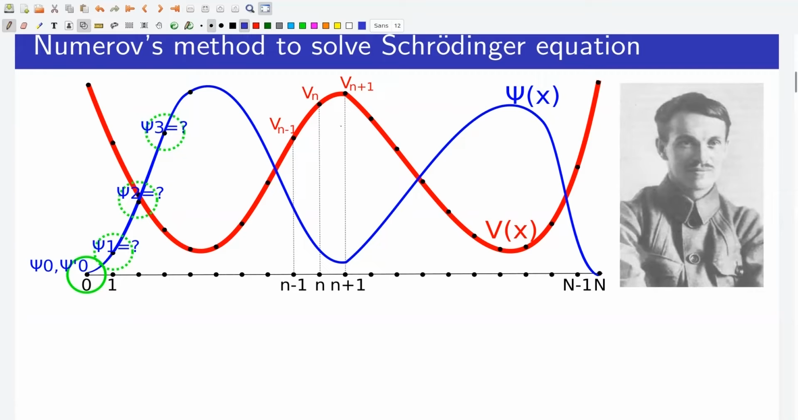So let me again state the problem. For example, let's assume that this red line is the potential given to us, and this looks like some double well potential. And as I just mentioned, we cannot solve the time independent Schrödinger equation analytically for such a potential. So the potential is given to us, and then we have to find the solution, the psi of x for this given potential numerically. So let us see how we approach the problem.